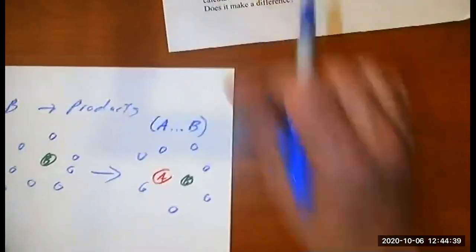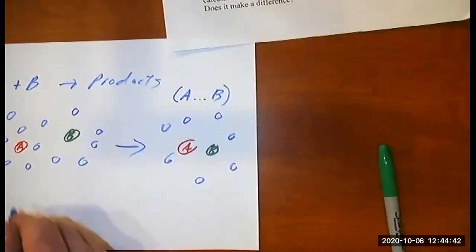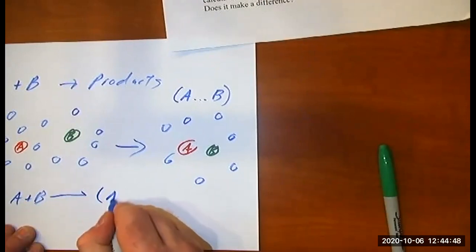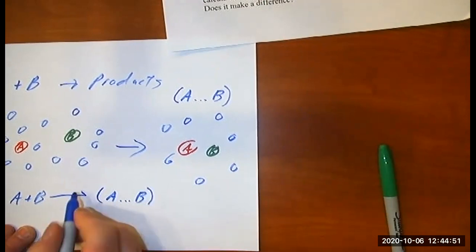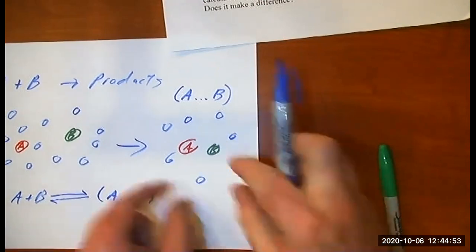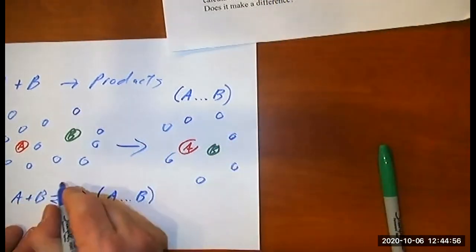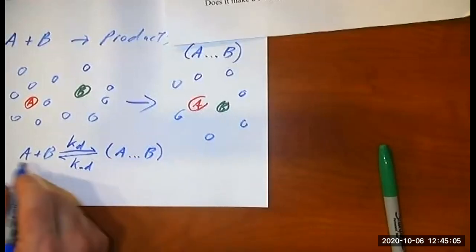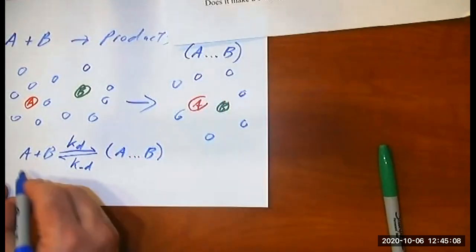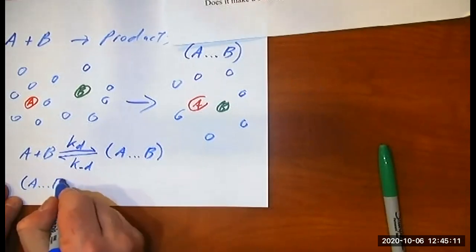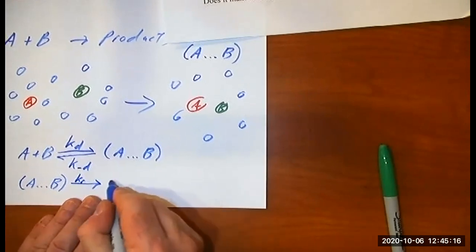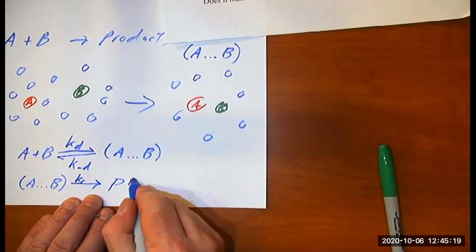And so the mechanism we write for this is A plus B goes to this encounter complex. This is a reversible thing because these two can then diffuse apart from each other. And so we have a rate coefficient here of KD, and we have a rate coefficient here of K minus D. But then the splitting apart, the diffusing apart, is competing with another step, which we call KR, which is the reaction of the two that goes on to products.